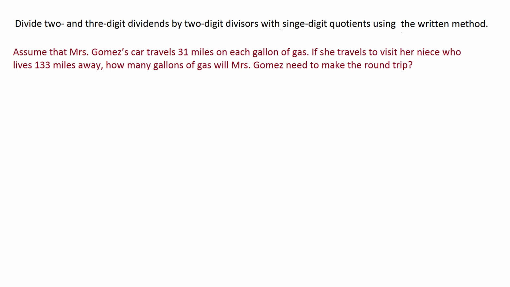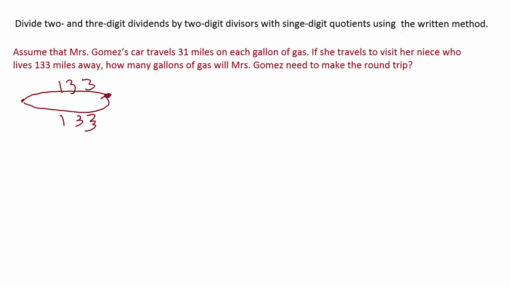And finally, let's take a look at a word problem. Assume that Mrs. Gomez's car travels 31 miles on each gallon of gas. If she travels to visit her niece who lives 133 miles away, how many gallons of gas will Mrs. Gomez need to make the round trip? So first we need to remember that it is a round trip, which means she's going to go one direction, 133 miles, and then to come back home, it's going to be another 133 miles.